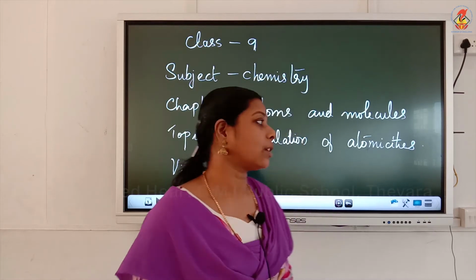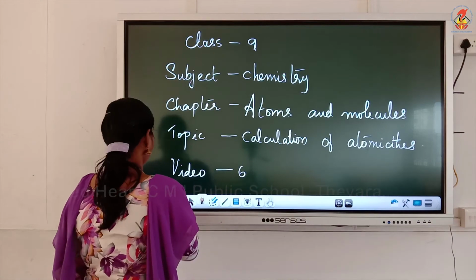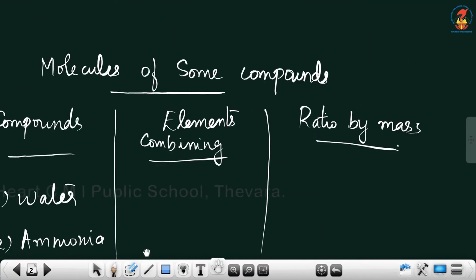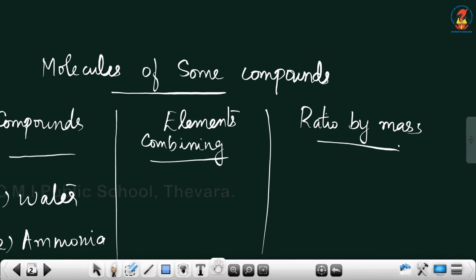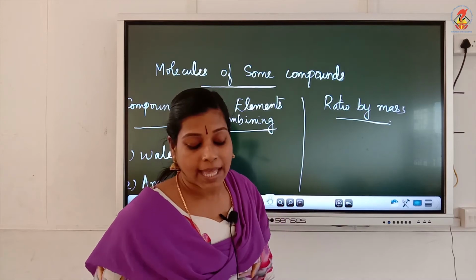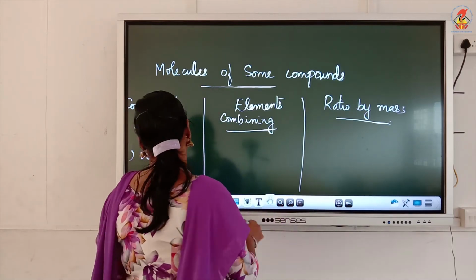Now moving on to our topic, we can see some different compounds, some molecules of some compounds, what the combining elements present there are, and in what ratio by mass those elements are combining. That we can see one by one.